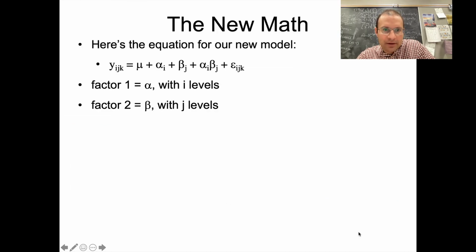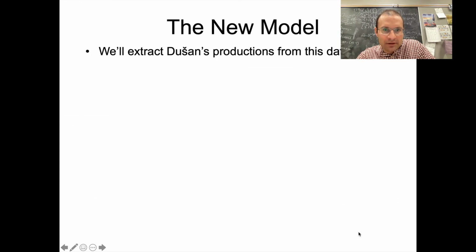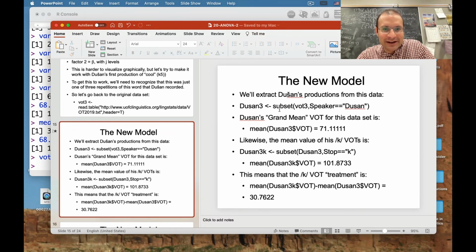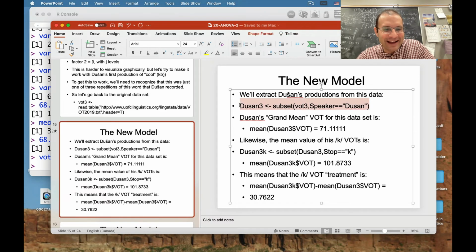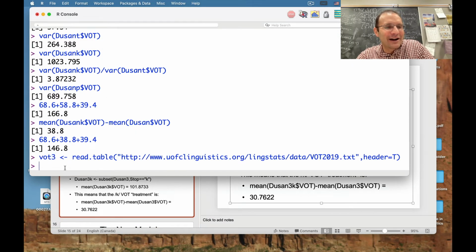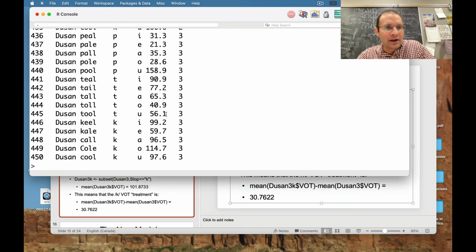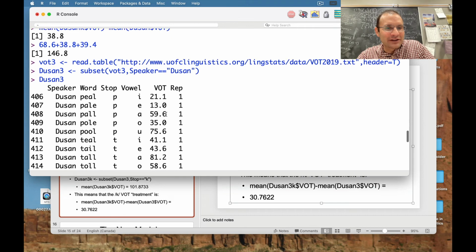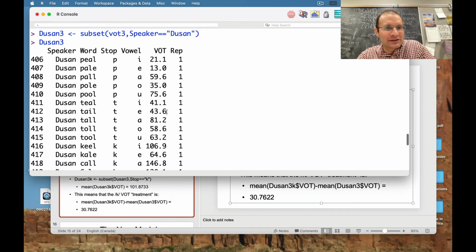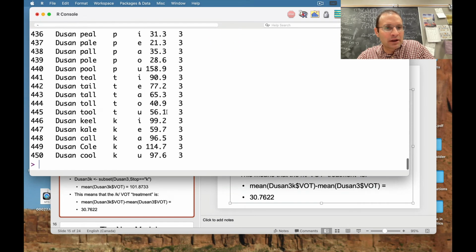And we need to do a little bit of extracting here, and I'm going to reveal some of the answers before I get to them. But Duchan's productions are here. This doesn't have all the fun stuff like the formant frequencies and whatnot, but you see there's 3 different repetitions of each word.